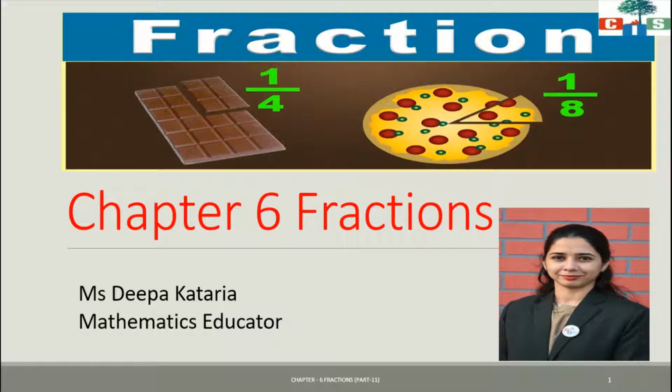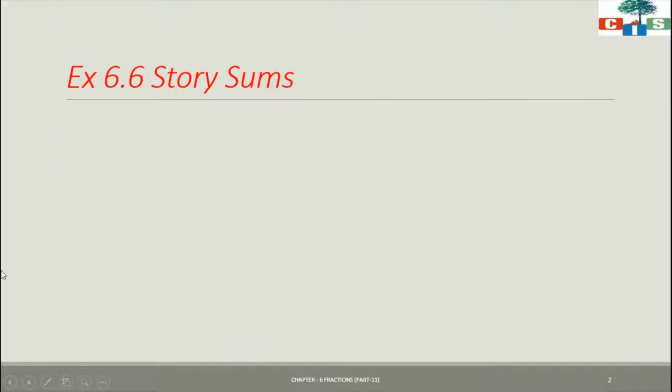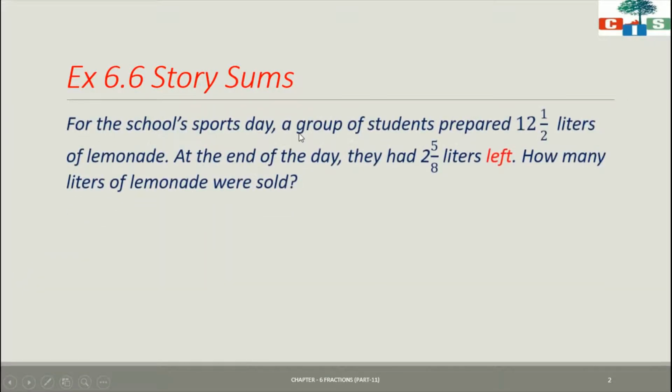So we'll start with exercise 6.6. From 6.6 I will solve 1 and 2 number sum, and C number sum you will do by yourself, okay. So we'll start with exercise 6.6, sum number A. So scholars, first of all, we will read the story, locate the keyword in the story, and then we will solve the sum.